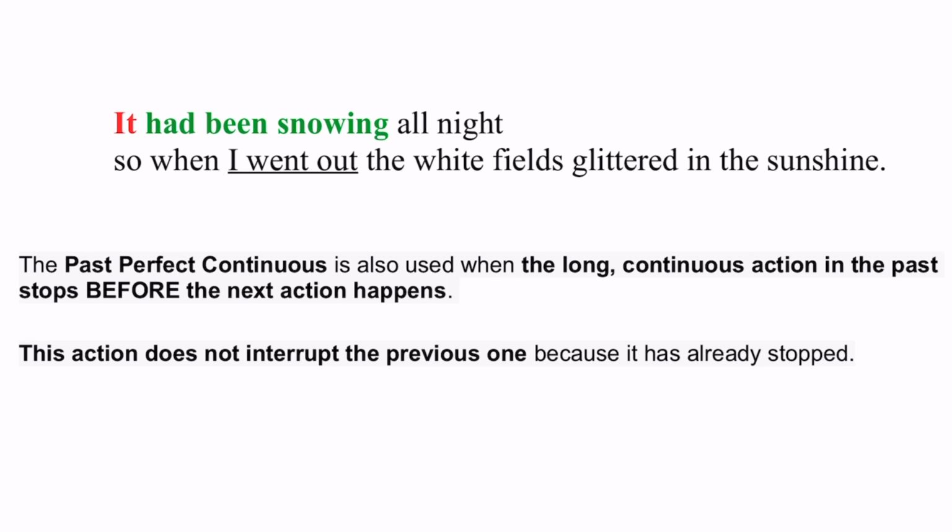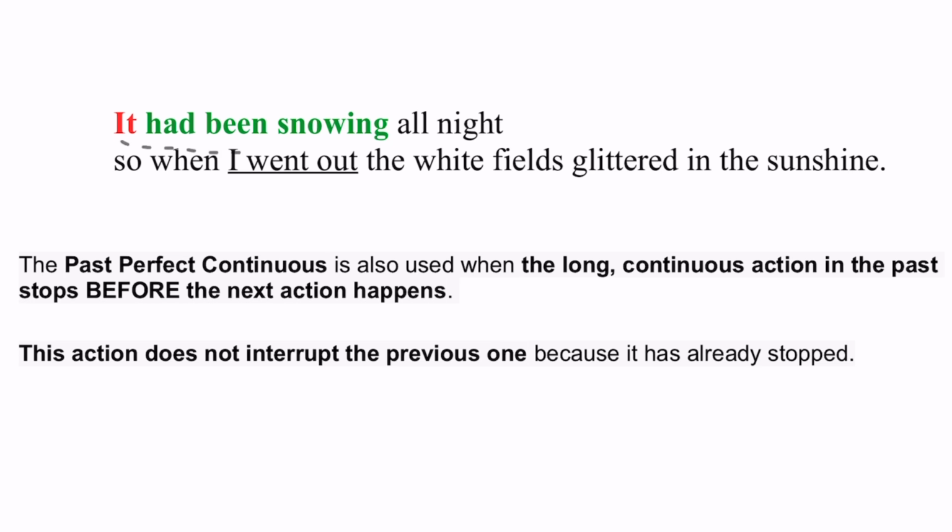It had been snowing all night, so when I went out, the white fields glittered in the sunshine. Now this is slightly different. Let's read. The past perfect continuous is also used when the long continuous action in the past stops before the next action happens. This action does not interrupt the previous one because it has already stopped. So it had been snowing all night means there was continuous snowing all night, but it stopped, because meanwhile we have the sunshine, and so when I went out in the simple past, the white fields glittered in the sunshine and it wasn't snowing anymore.